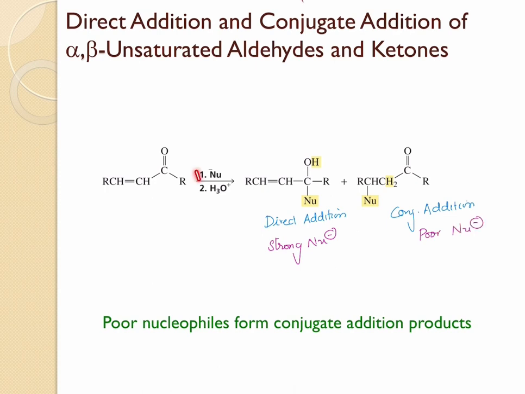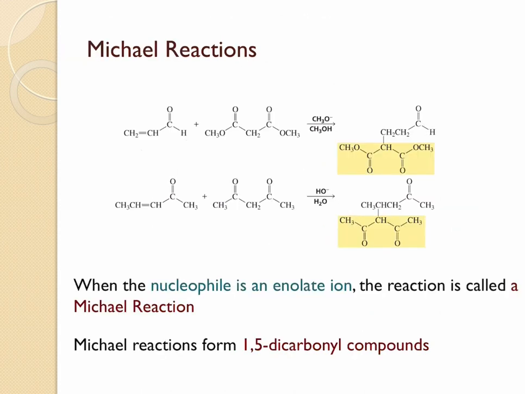Now when the nucleophile that you use here for the reaction is an enolate ion, then it is called as Michael reaction. Here are two examples of Michael reaction. The first compound right here is an alpha-beta unsaturated aldehyde, and the one below is an alpha-beta unsaturated ketone.